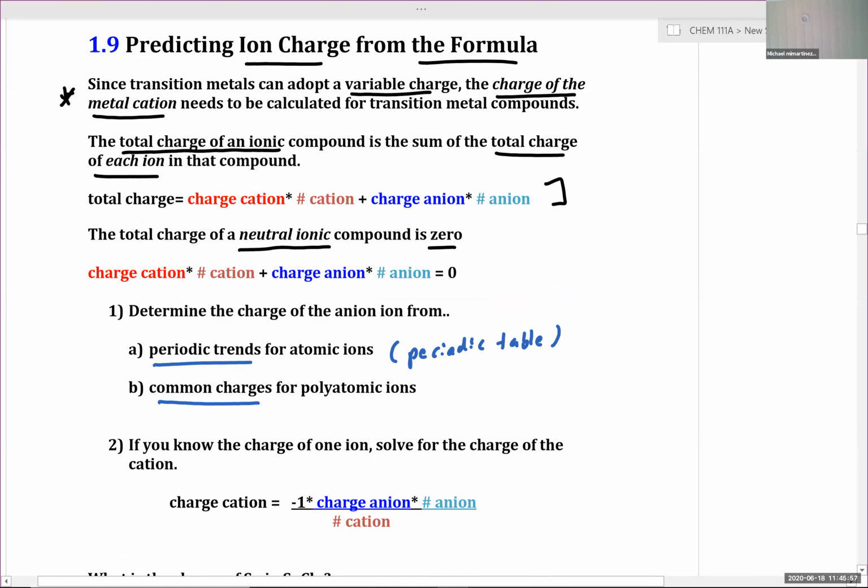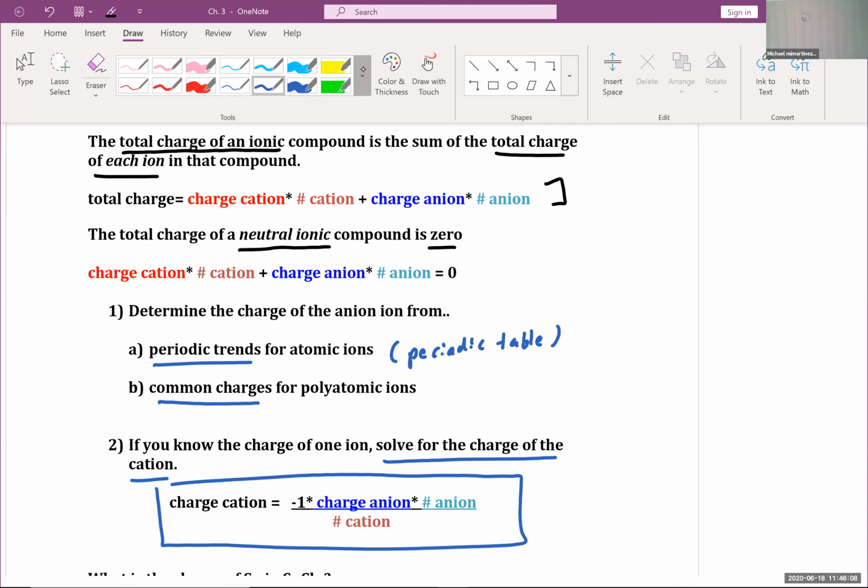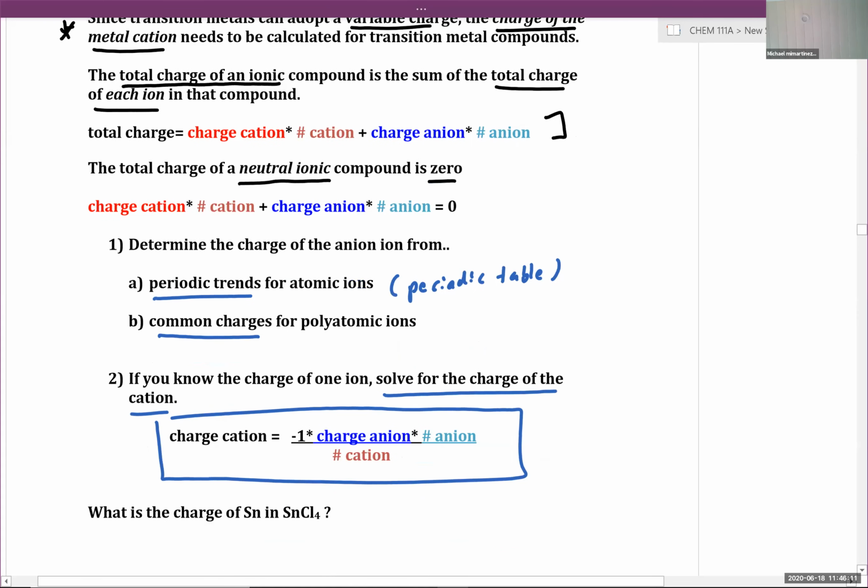So if you know the charge of one ion, we can actually solve this equation for the charge of our cation, and that gives us the following equation to calculate the cation charge. One thing that we want to note is whenever you see an equation, you need to get a sense of what the assumptions are, and this assumes a neutral compound with 0 total charge.